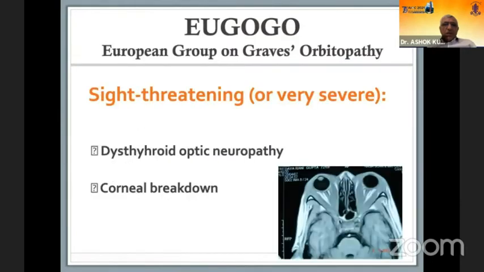The disease, when it becomes sight-threatening, is classified as a separate group. So this adds to what you have with regard to activity, in regard to the severity and its potential to affect the sight.